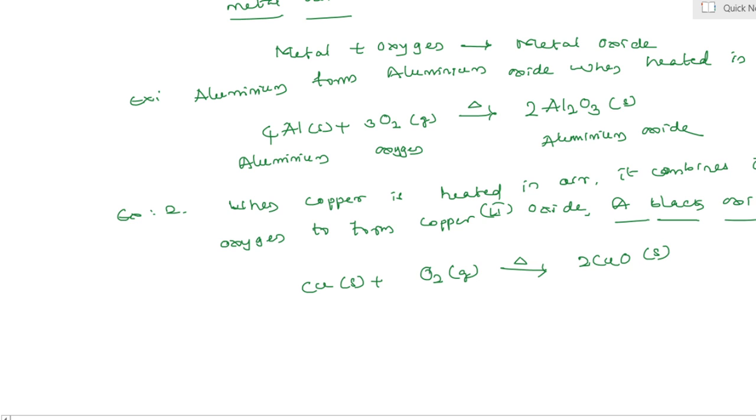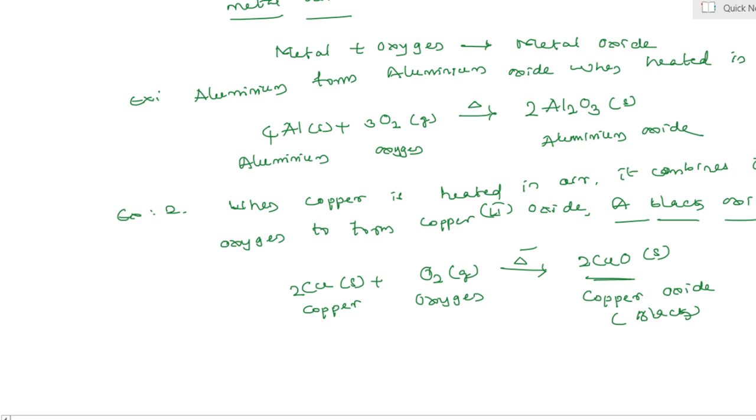Yes, my dear students, now balance the given equation. What is formed here? 2CuO. Yes, 2Cu plus O2 gives rise to 2CuO, copper oxide. Yes, copper plus oxygen, in the presence of heat, gives rise to copper oxide, which is a black oxide.